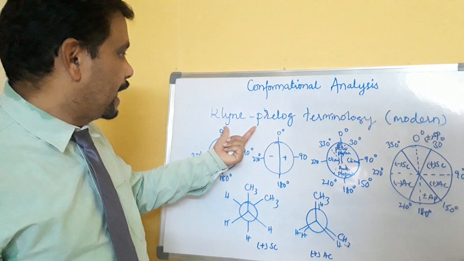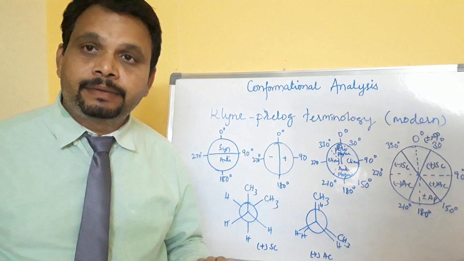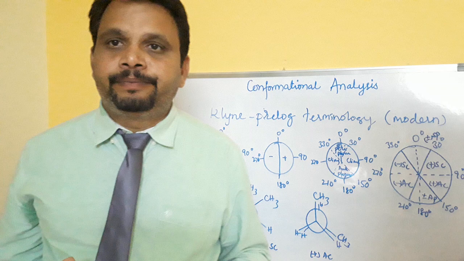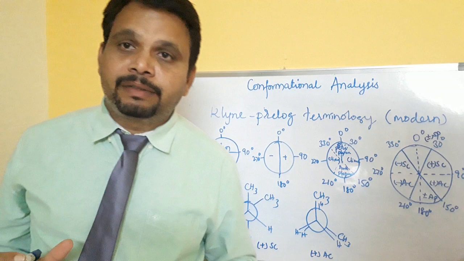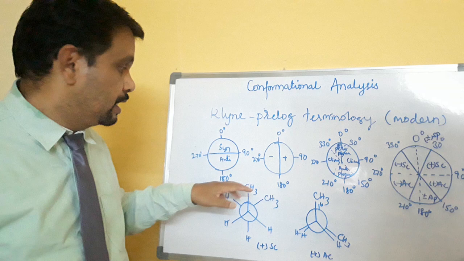So this is the modern one. Previously I explained to you about different types of conformers based on top priority atoms or groups which exist on adjacent carbon atoms. According to that, you know the fully eclipsed conformer, partially eclipsed conformer, gauche conformer, and staggered or anti conformer. According to that, you need to give nomenclature like that. But here, according to Klyne and Prelog terminology, this is the latest one.